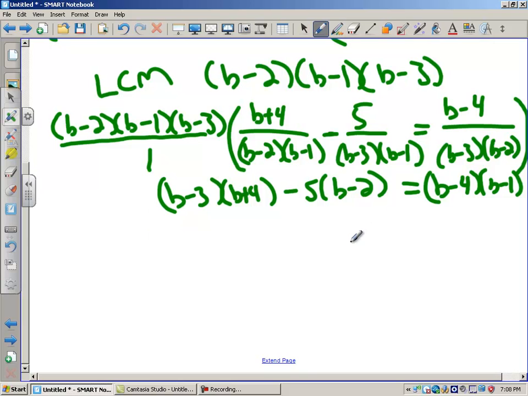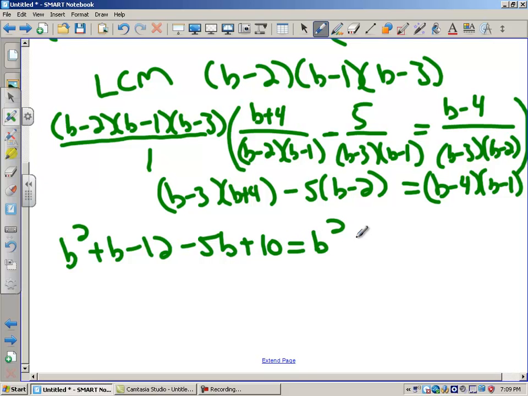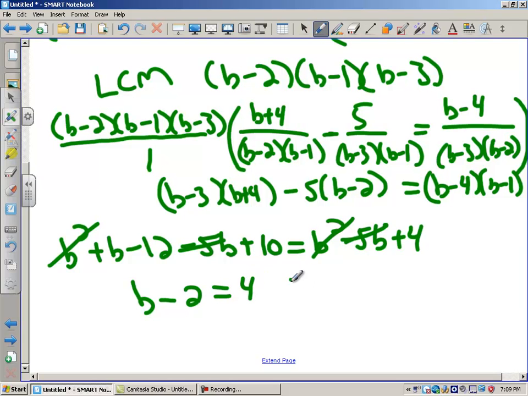So I'm going to multiply all this out and see if we can't solve this. I'm going to have b squared plus b minus 12, and then minus 5b plus 10 equals b squared minus 5b plus 4. I think I can solve this easier if I collect like terms first. If you do a b squared on this side and a b squared on that side, that cancels. And this minus 5b will cancel with this minus 5b on the other side as well. And so I've got b minus 12 plus 10 is b minus 2 equals 4, so b equals 6.